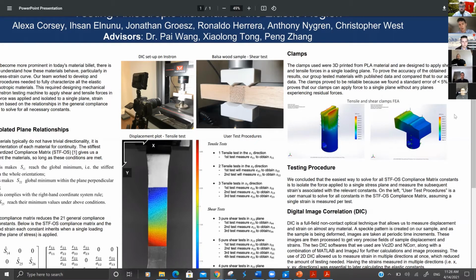So how we confirmed that their standardized error is under 5%, and that they only apply force to a single loading plane, is we tested the balsa wood, for example, and then we got shear modulus, and then we compared the published results of shear modulus for balsa wood, and we found that our error was under 5%. So that's how we confirmed the clamps were good. So those are our clamps.